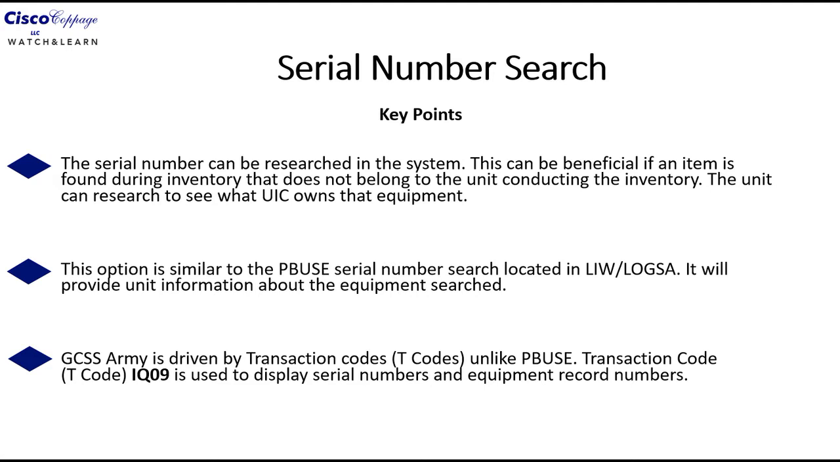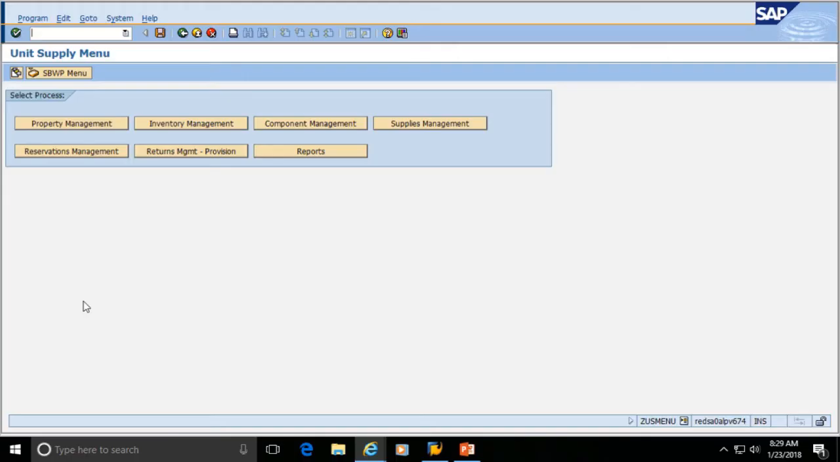The third key point is that GCSS Army is driven by transaction codes. This is different from PBIS. The transaction code IQ09 can be used to display serial numbers and equipment record numbers.